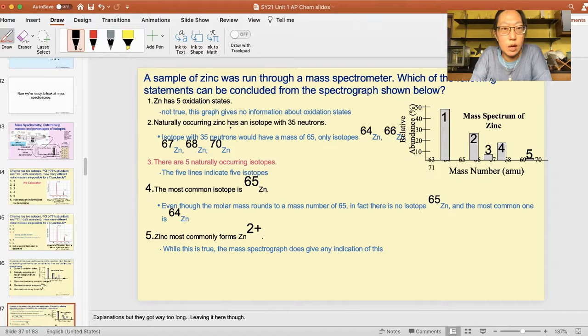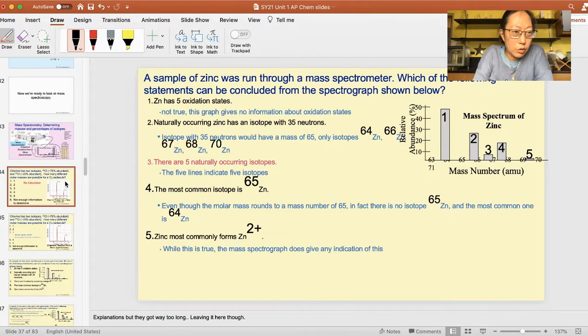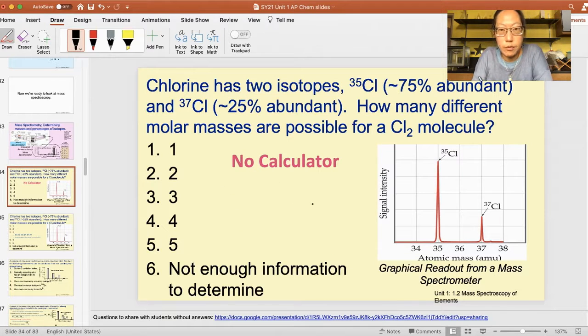The second statement, right? If you have 35 neutrons, that would give you 65 for the mass, and there is no 65 here. And most common isotope is 65 zinc. Well, there is no 65 zinc again. And again, here, the last one, the charge has nothing to do with the mass spec. All right, I will try not to make a snafu with this one.